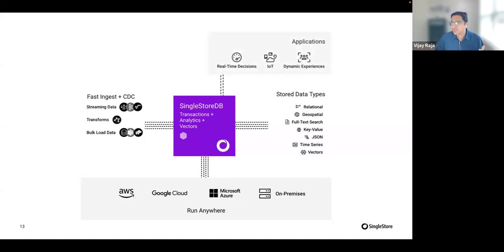And all of this you can then use to power your interactive customer-facing applications, or you can even do real-time analytics. Akmal, did you have something that you wanted to add on?